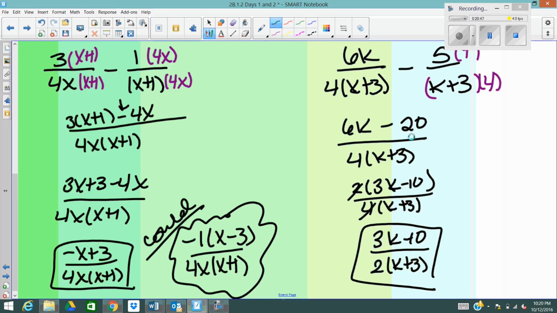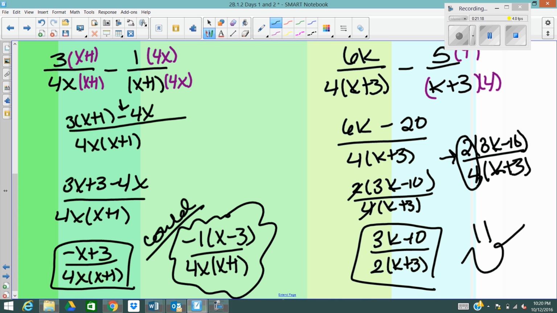6k and negative 20 have a GCF of 2. Factor out the GCF of 2. There's an intermediate step here, which you can't really tell because I canceled it. So up top we get 2 times the quantity 3k minus 10 over 4 times the quantity k plus 3. So that 2 and the 4 simplify, and we end up getting 3k minus 10 over 2 times the quantity k plus 3.